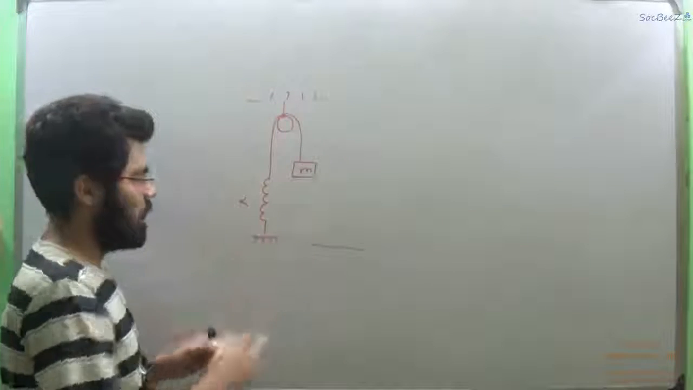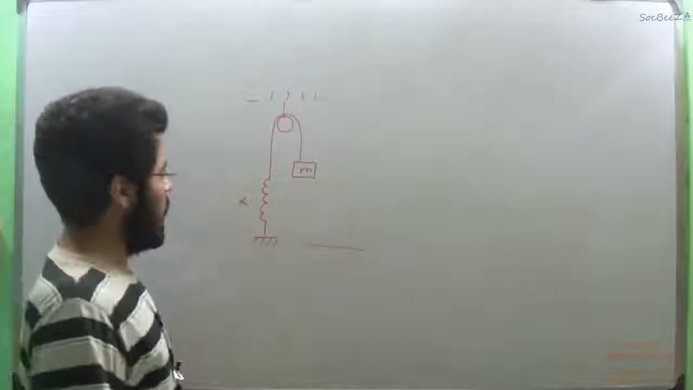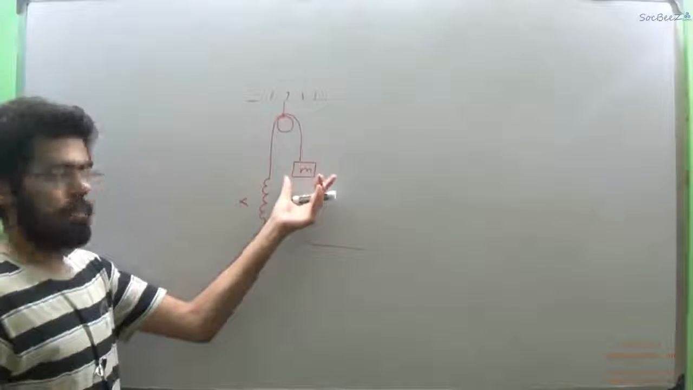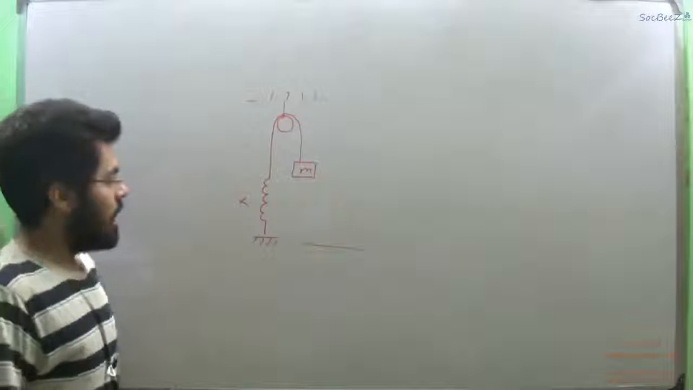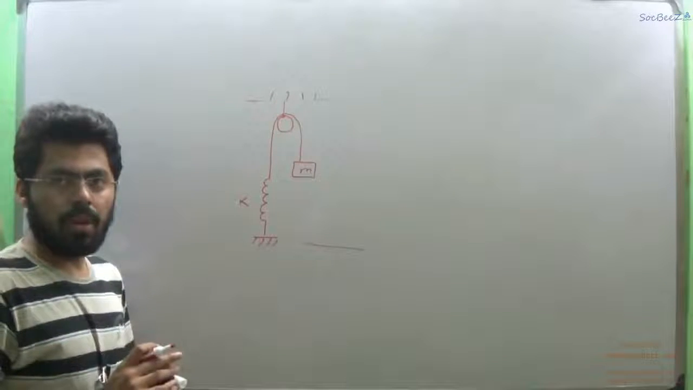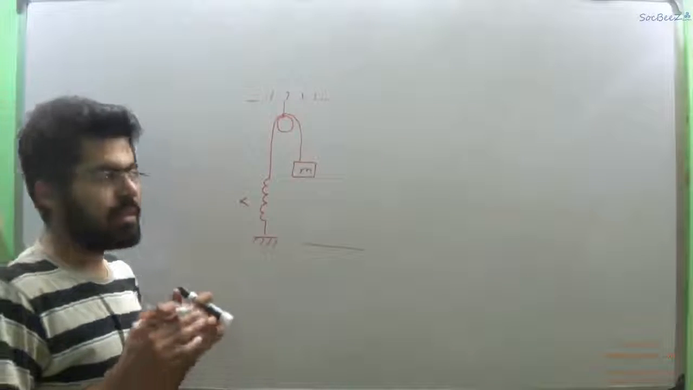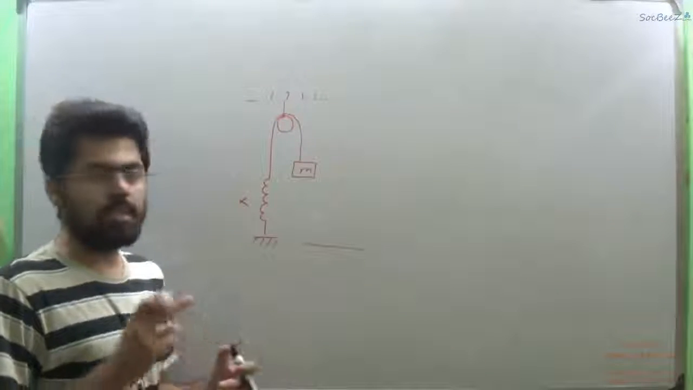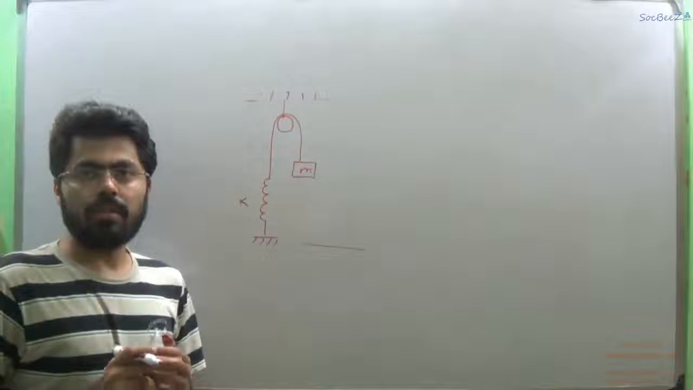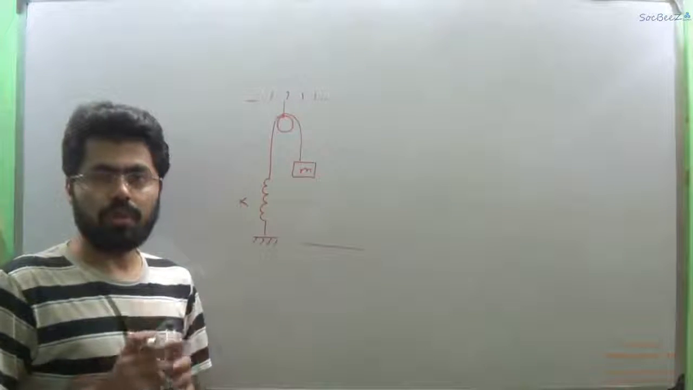The top ends are closely bound. Now suppose that initially we are holding this block here, so that the spring is in its natural length. When the spring is in its natural length, it simply means just one thing, that the potential energy of the spring is zero. There is no such potential energy right now.